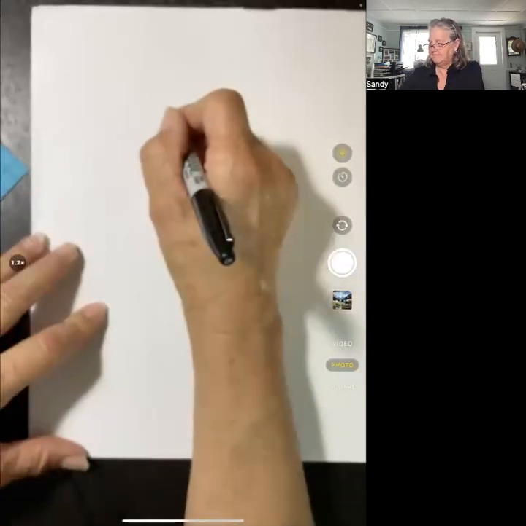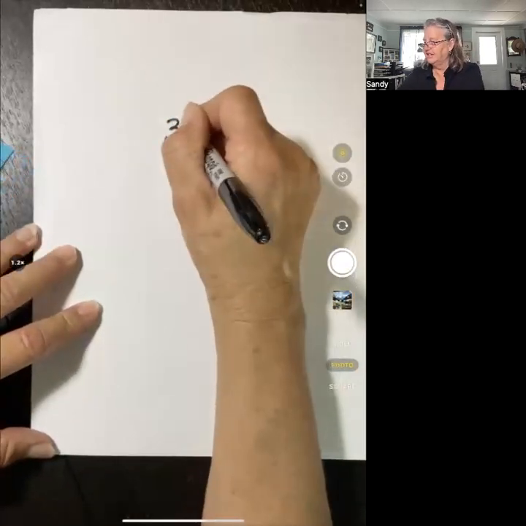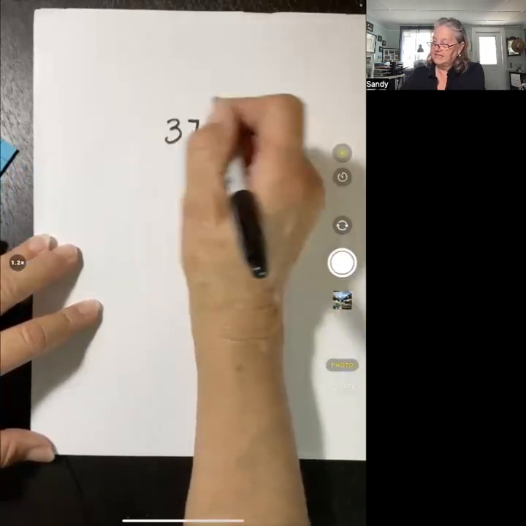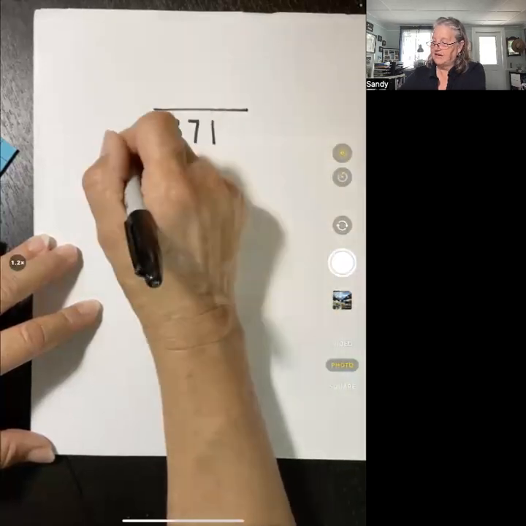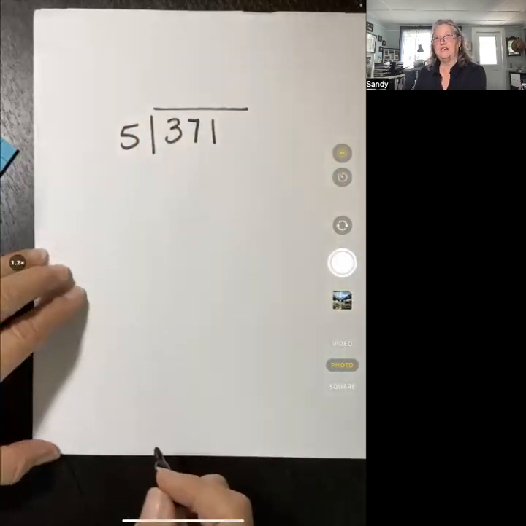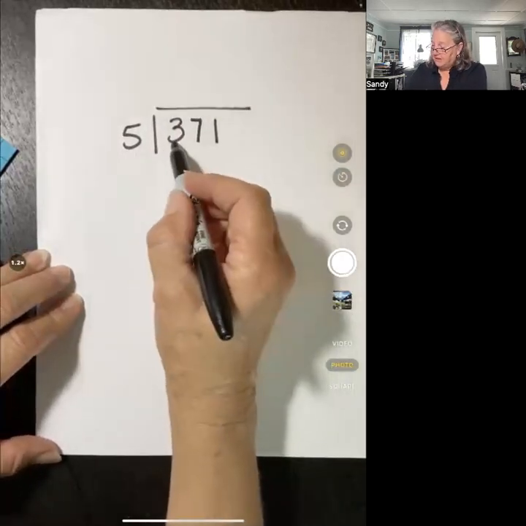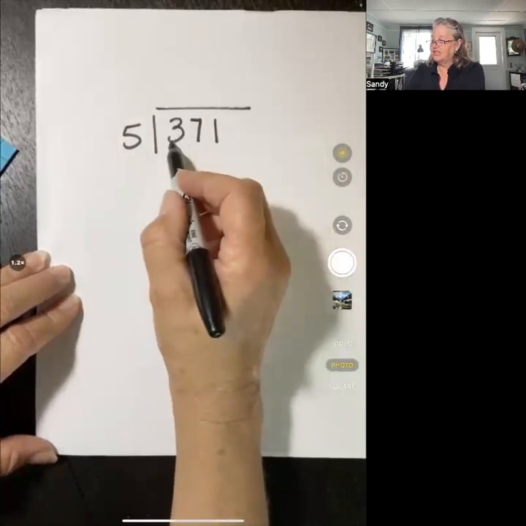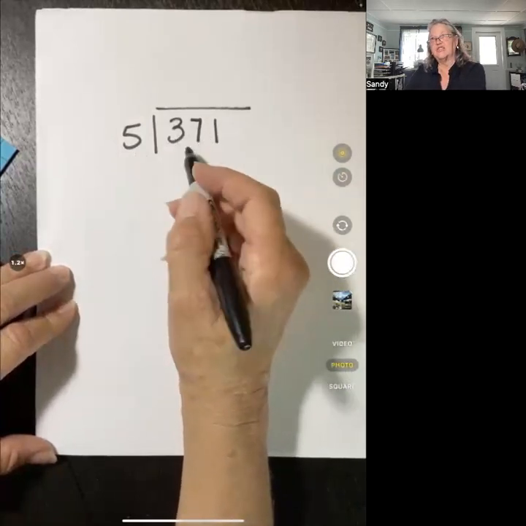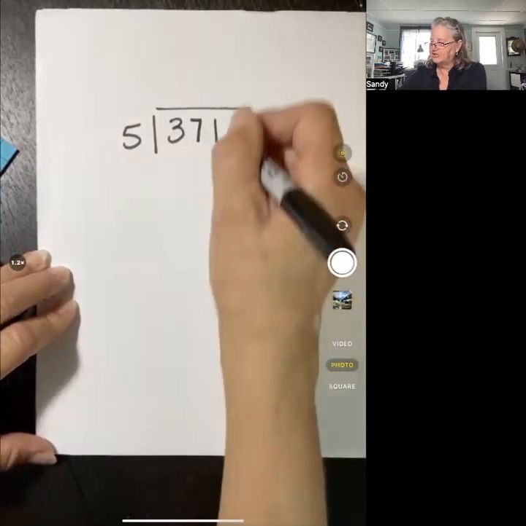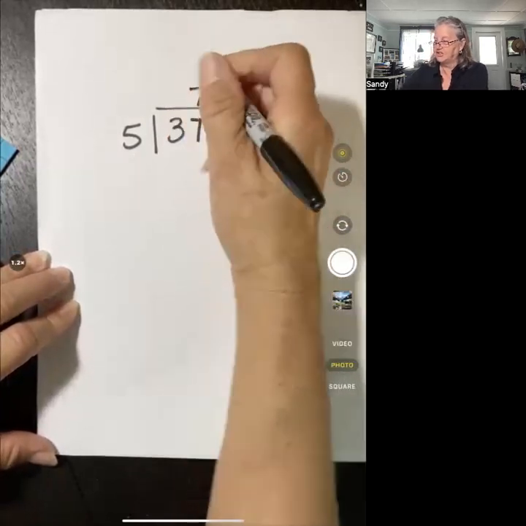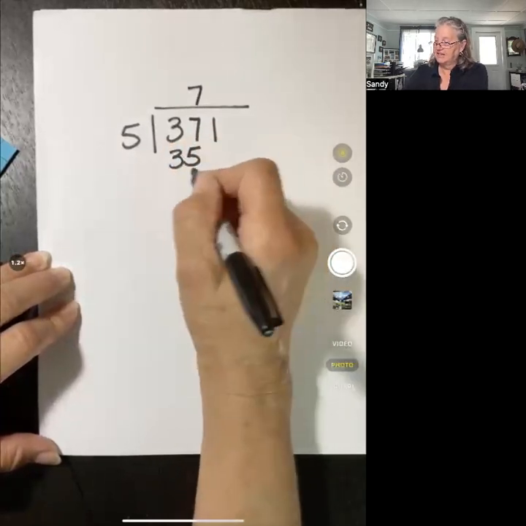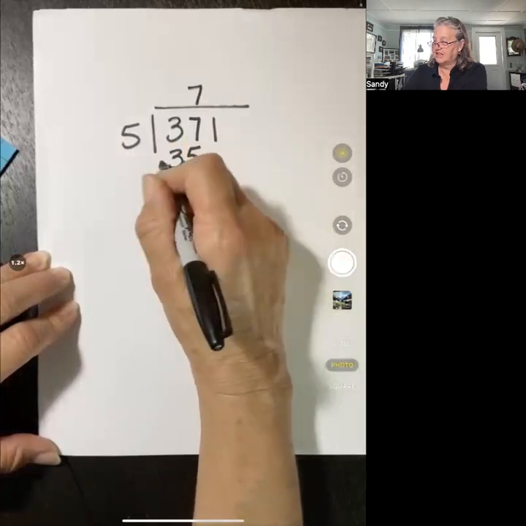Let's do, I won't go much higher, 371. And let's separate this into 5 equal groups, right? So we're going to do 5. Now, again, if I think of this as 300s, I can't use those, but I can think of this as 37 tens. So I'm going to take the 37 tens and separate in each group. I'll be able to put 7 in each group. That'll use up 35 of my tens, leaving me with 2 tens left over.